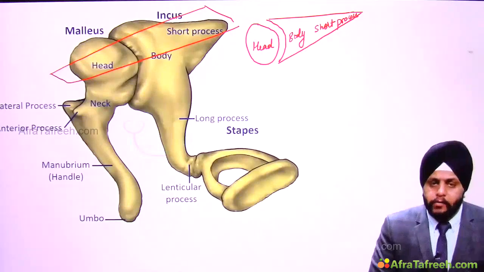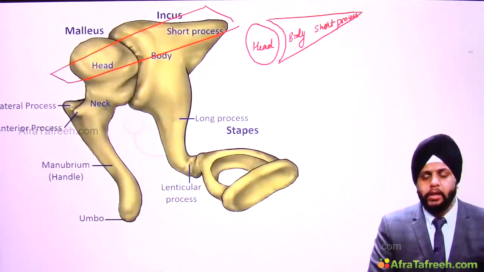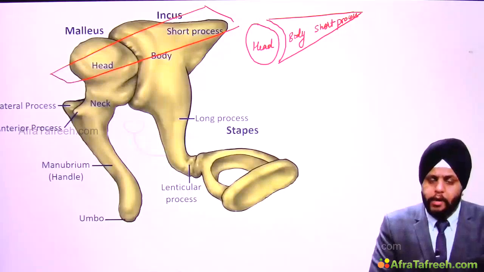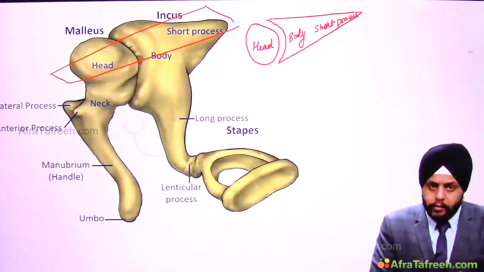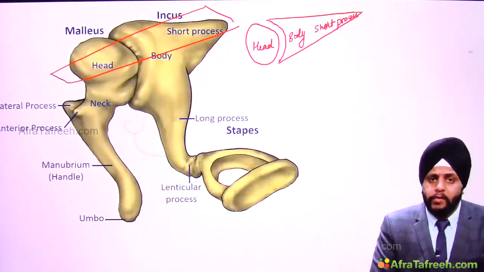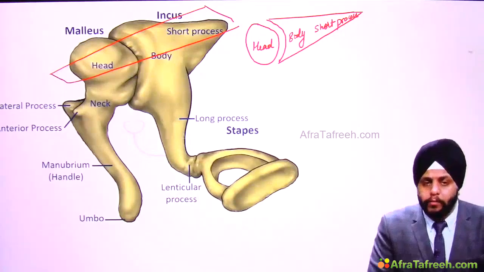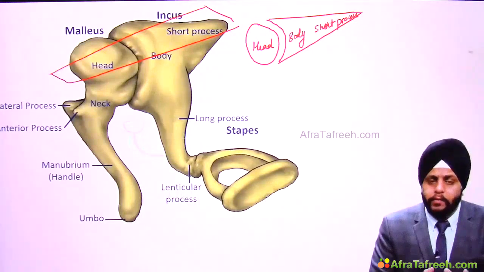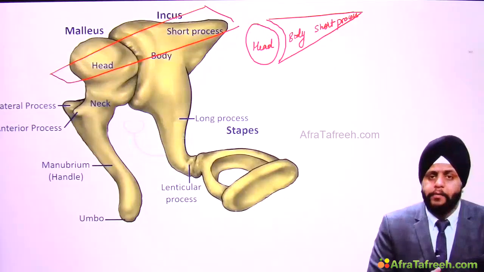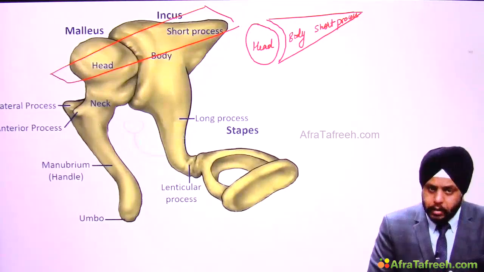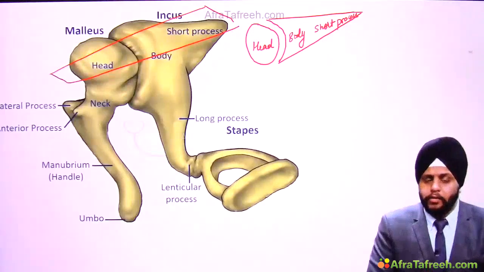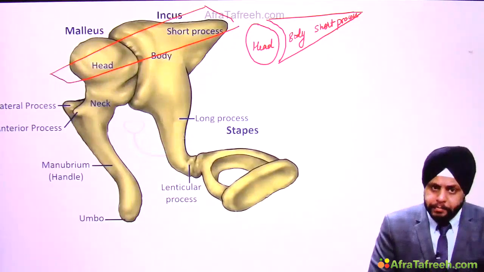This ice cream cone appearance is seen in the CT scan of the temporal bone, axial cross sections, and we have actually seen this appearance in the embryology, where I discussed the CT scan of the temporal bone with you and showed you this ice cream cone appearance both on the left side as well as the right side. So this was just a revision of that ice cream cone appearance.